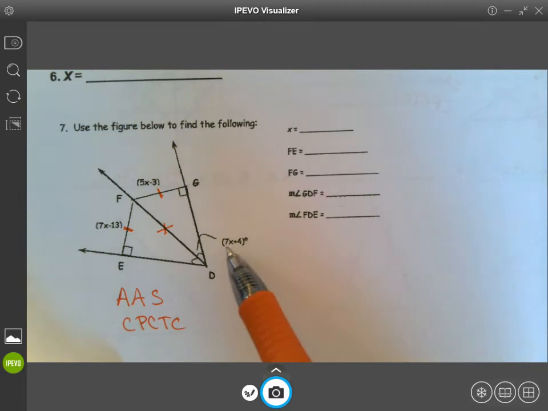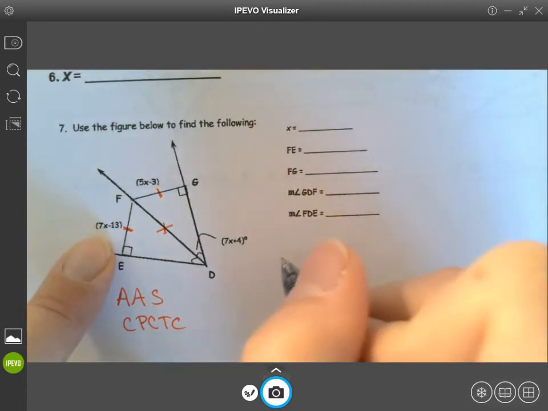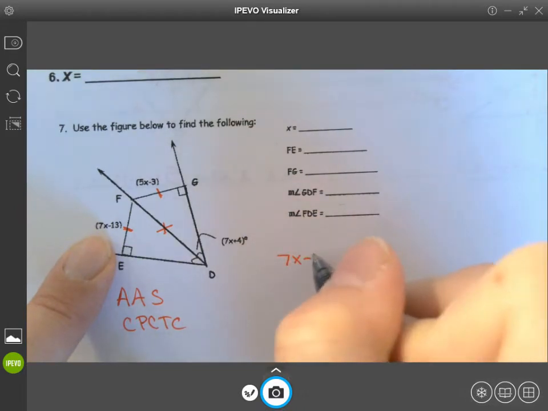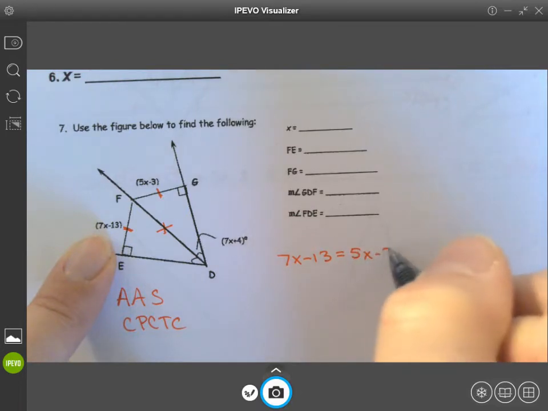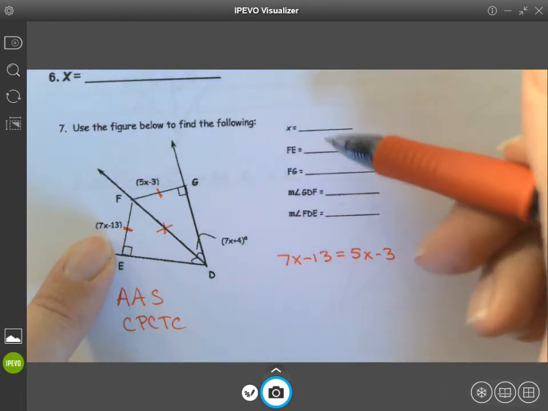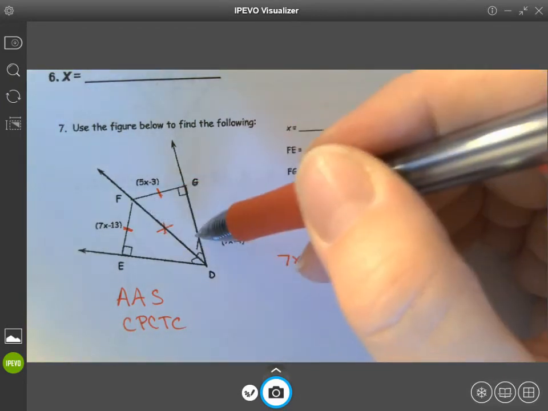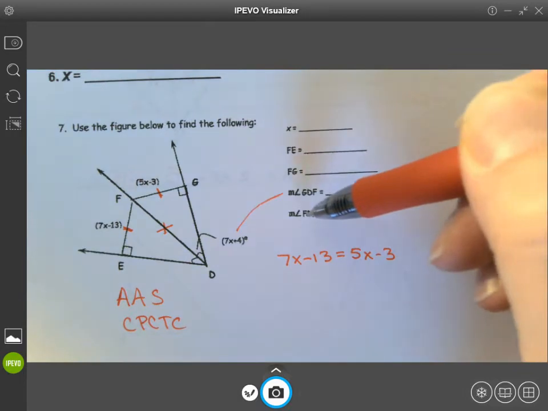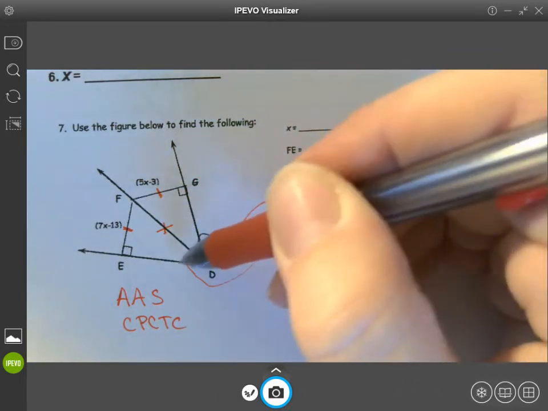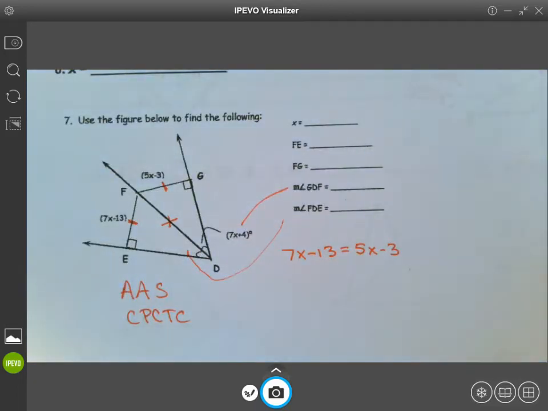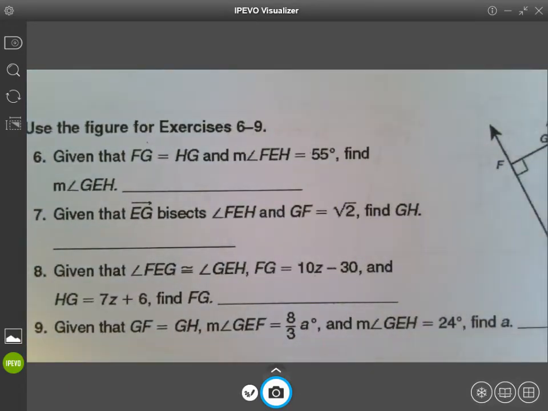Now, in order to find this angle, I need to find x. So to find x, since I know these are congruent, do you agree it says 7x minus 13 equals 5x minus 3? Once I find x, that opens up all the doors. Pay attention to your angles. GDF is this little guy, okay? FDE is this guy, which would be congruent to it. Okay, jump on down. So you're going to come back and finish these up.